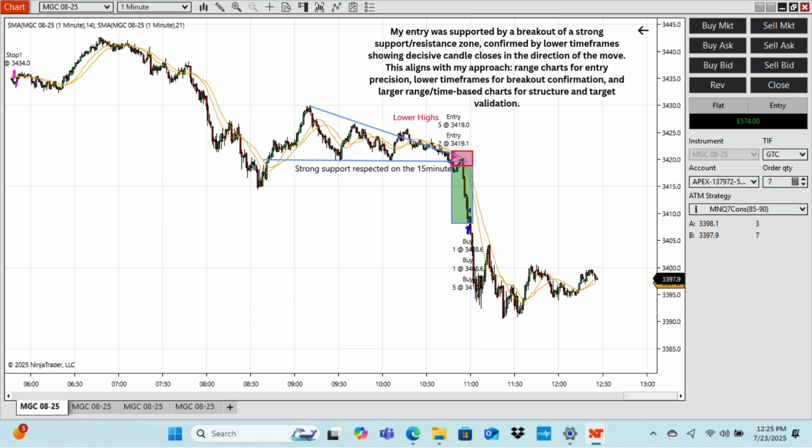I finished the day with $574. I was done trading by 11 a.m.